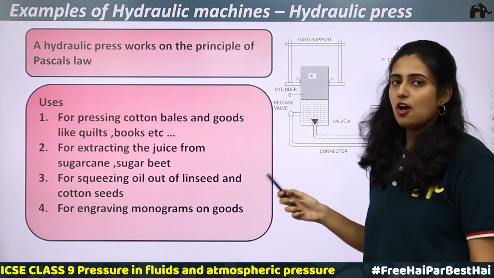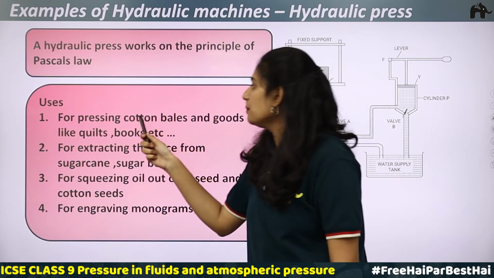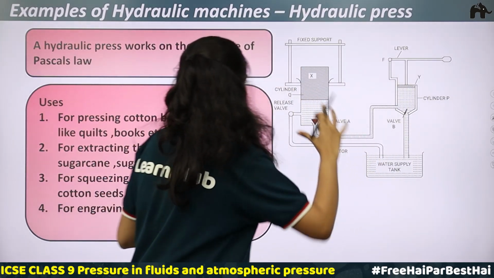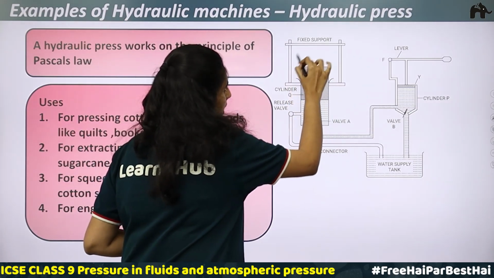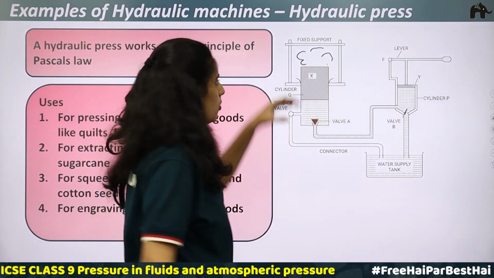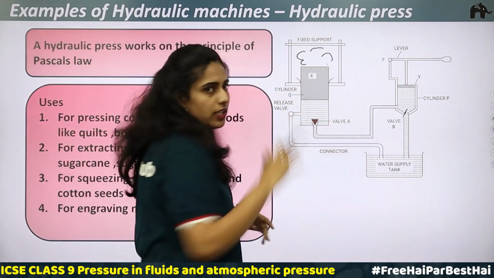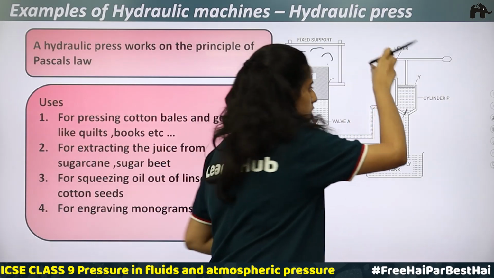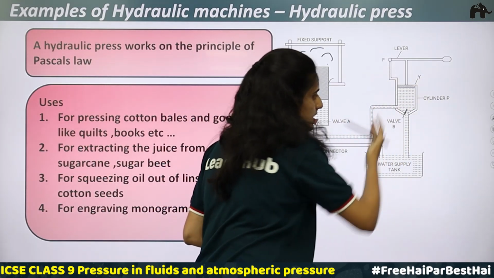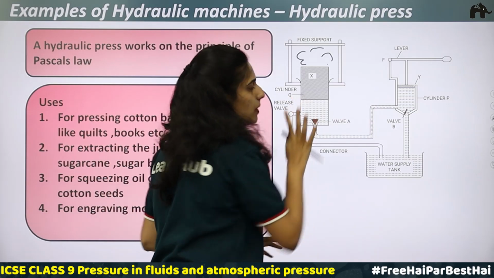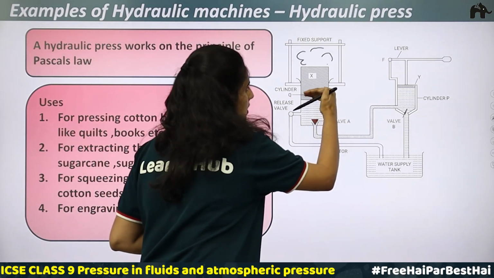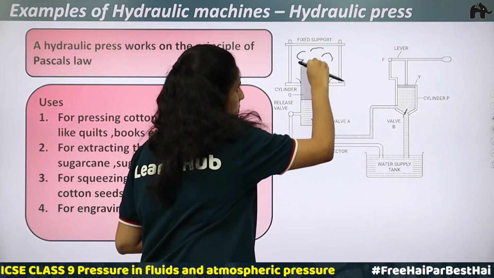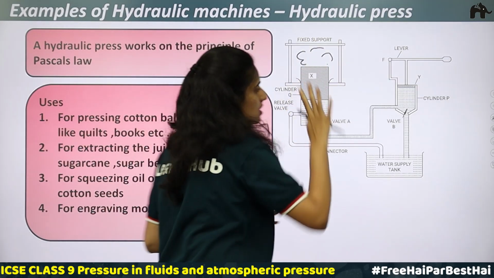Now what are the uses of hydraulic press? First one, for pressing cotton bales and goods like quills, books, etc. Whatever is to be pressed will be kept over here, like the cotton bale was kept. The same working: applying a force, pressure is created on this area, this gets transmitted. According to Pascal's law, the pressure will be the same, and then the piston will rise, and pressing will happen between the fixed support and the piston. This is the working.